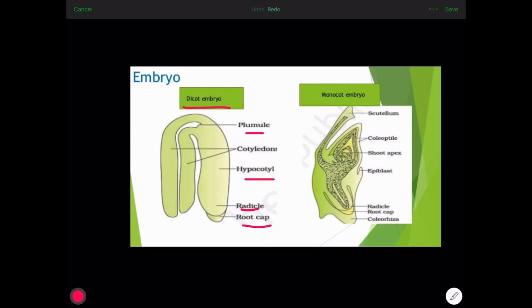Now monocot embryo. This is monocot or grass embryo. As the name indicates, it's monocot embryo. It has only one cotyledon, which is known as scutellum. The single cotyledon present in monocots is known as scutellum. The other cotyledon is present in a rudimentary form. Rudimentary means less developed, and it is known as epiblast. So one cotyledon is prominent, the other is reduced. The prominent one is called scutellum. Other one is known as epiblast.